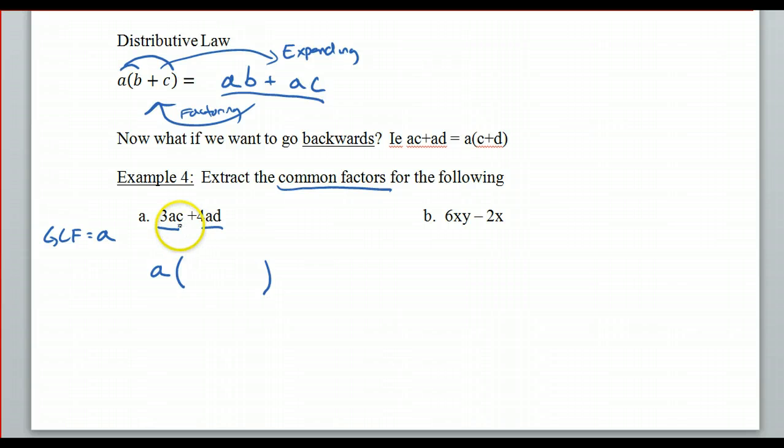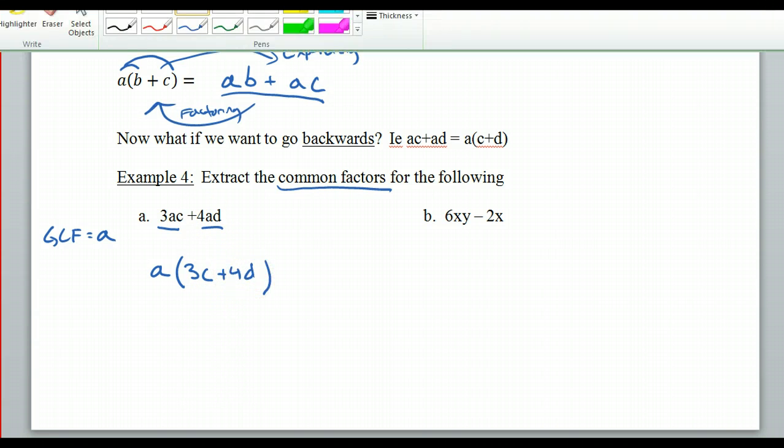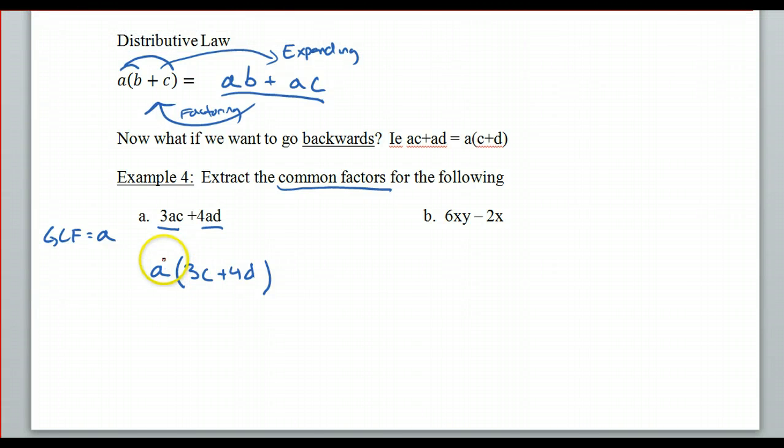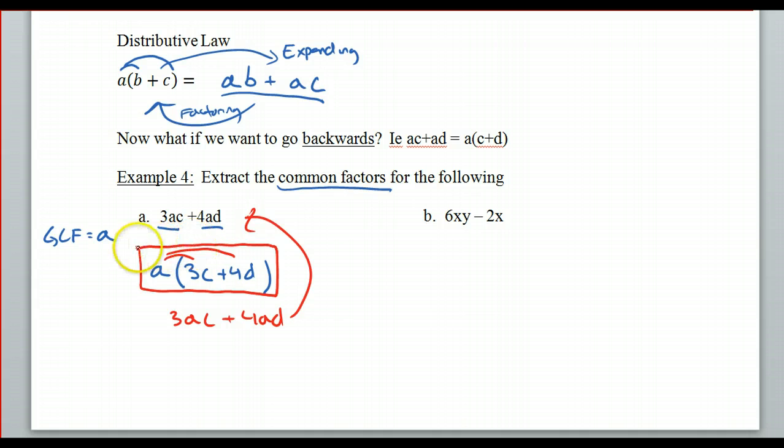Now what goes inside the bracket? Well, whatever is left over. If I take out an a from 3ac, what's left over? 3c. If I take out a from 4ad, what's left? 4d. And you can work backwards again to check your answer by expanding. If I expand it back, that's 3ac plus 4ad, and if that's what you started with originally, it means your factoring is correct. And indeed it is in this case.